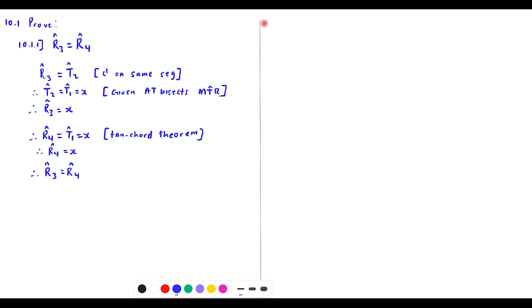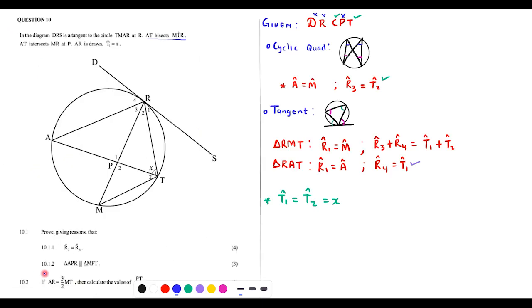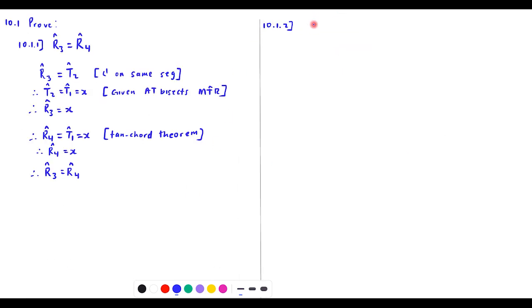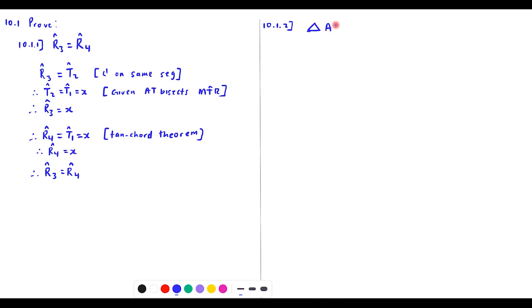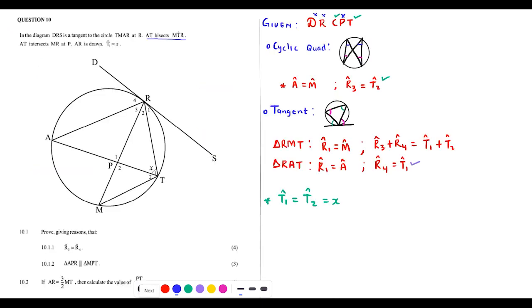Alright, so let's go ahead and look into the second one. The second one says we need to prove that triangle APR is similar to triangle MPT. Now in this type of question, triangle APR is similar to triangle MPT.